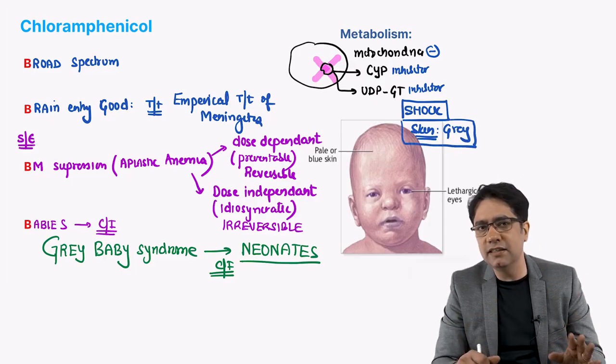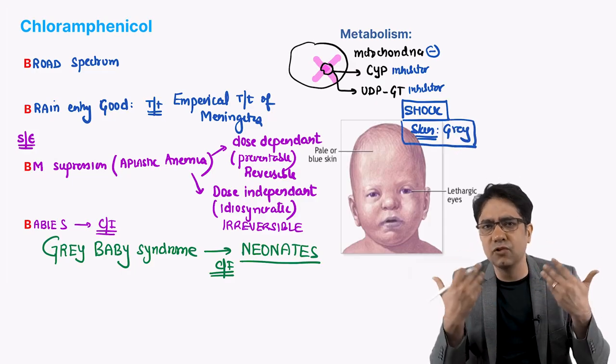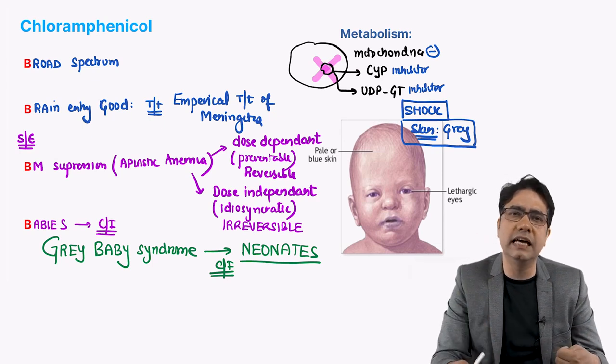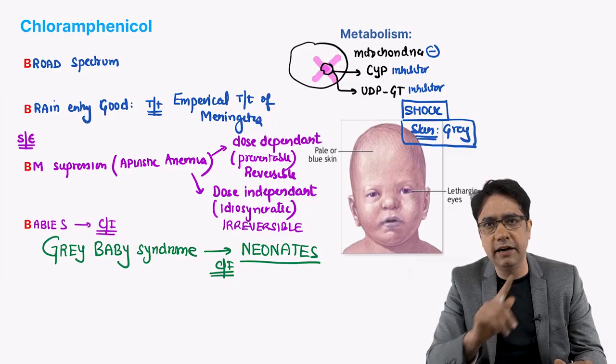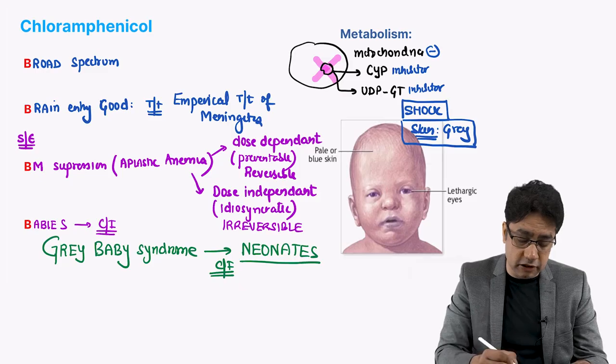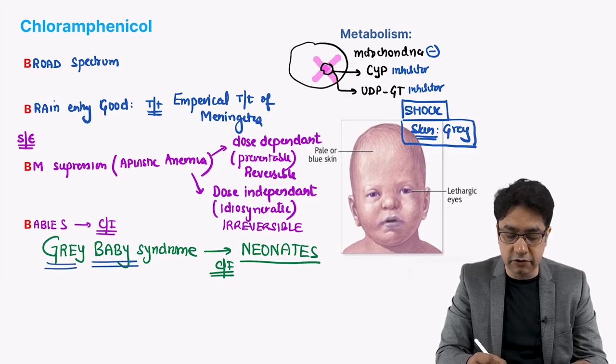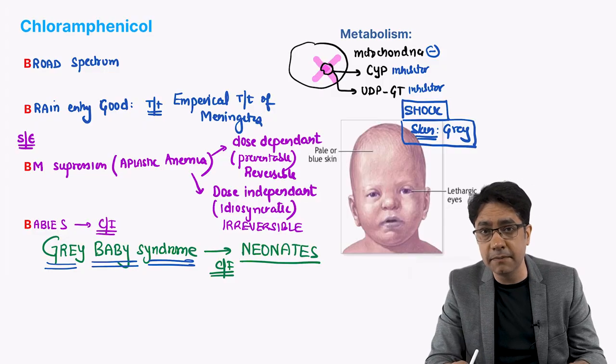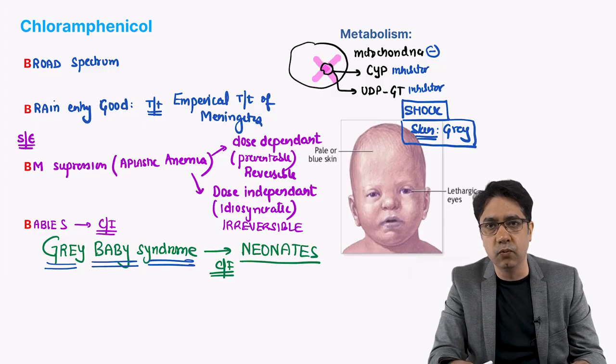So it's a very old disease. The skin of the child will become cyanosed or grey. We used to call it grey baby syndrome. That is why don't give chloramphenicol in a newborn child or a neonate, because chloramphenicol causes grey baby syndrome. So this is the first antimicrobial. Now let's come to the second one.